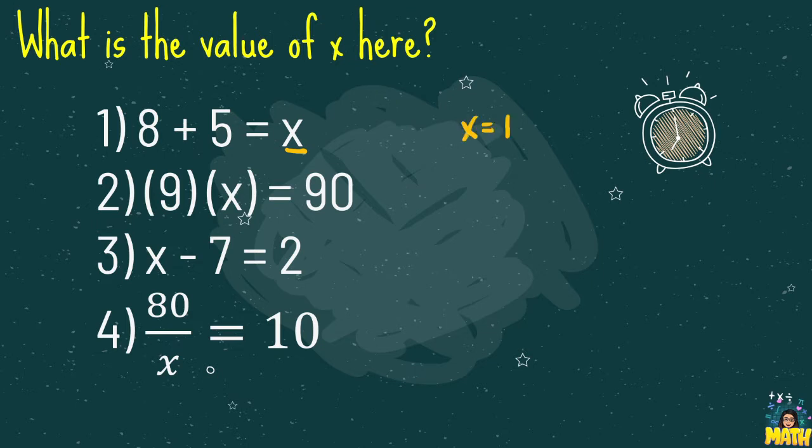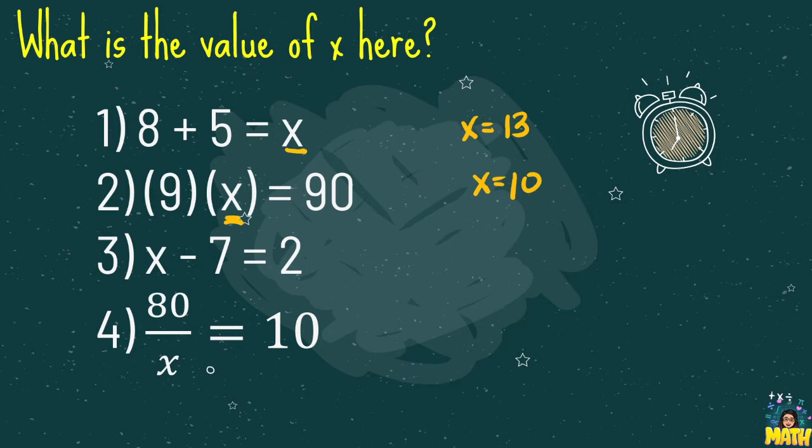That is 13. Number 2, 9 times x equals 90. Ano ang imumultiply natin sa 9 so that we'll have a product equal to 90? That is 10, because 9 times 10 equals 90.